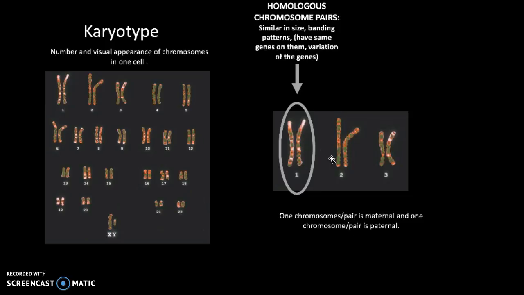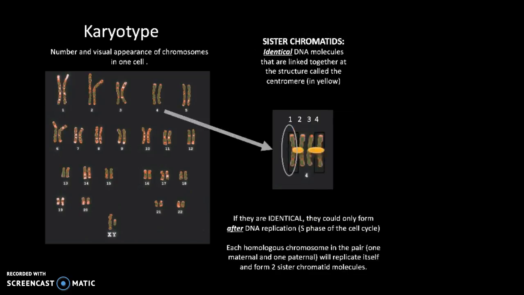That means that it's similar. They have the same genes on them, but the makeup of the genes is a little bit different. There's variation within the genes on each of these homologous chromosomes, but they contain the same set of genes. So that's a homologous chromosome pair, and they are similar, whereas sister chromatids are identical DNA molecules. These are linked together at the structure called the centromere. These definitions are from problem number 1 in that same assignment, so that's where you can find these.